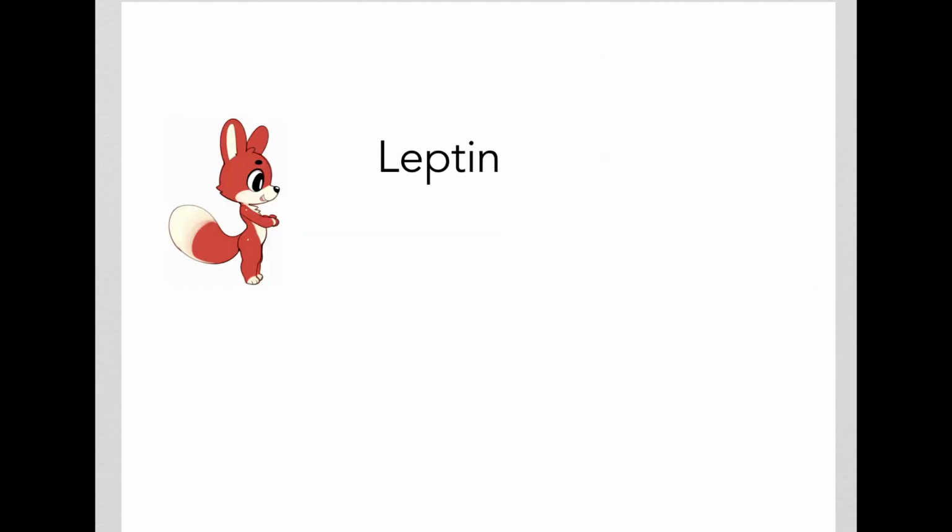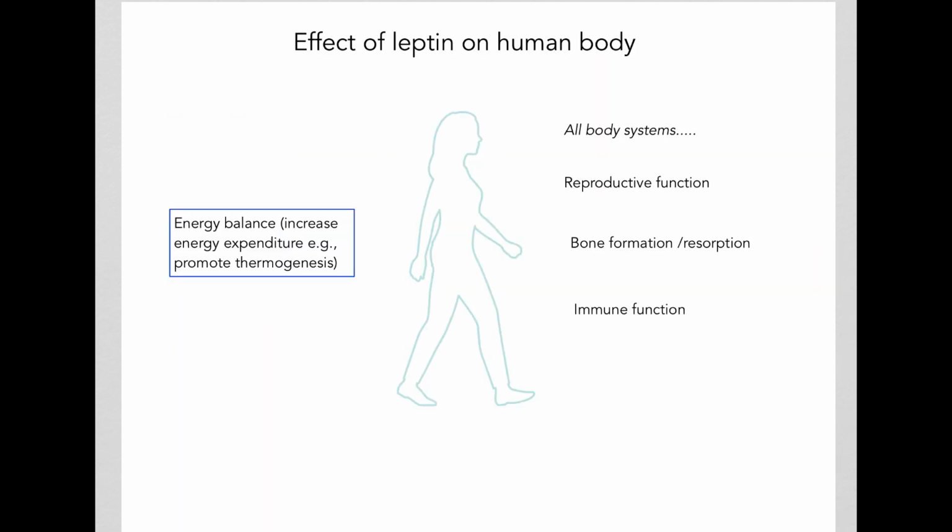Now let's look at the second hormone, leptin. Like ghrelin, leptin affects almost every body system. The major ones that have been reported include reproductive effects, effects on bone, as well as immune function, but we shall focus on the effects of leptin on energy balance. So basically, leptin will increase energy expenditure. For example, it may promote the release of heat by thermogenesis.